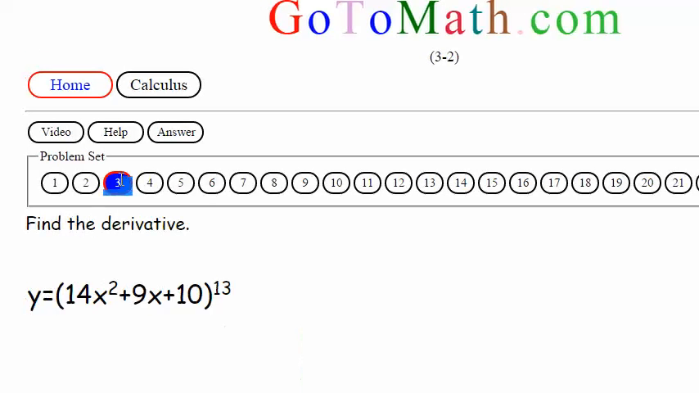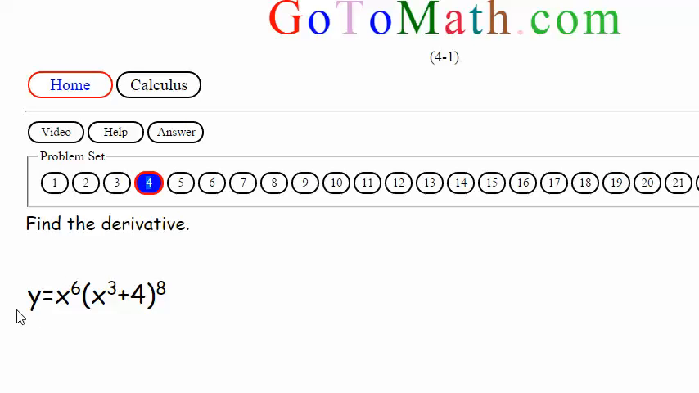I believe I went through and worked all these. Yes, I did. Okay, we're in this section here, 4-1. We're going to be looking at a new rule called the product rule. We're going to combine that with the general power rule, but we're focusing on the product rule here. Find the derivative, so we want to find y prime.